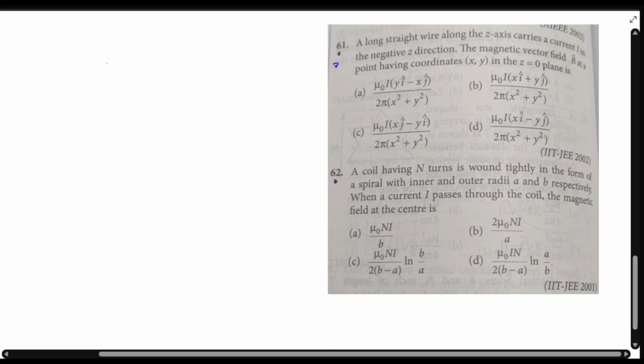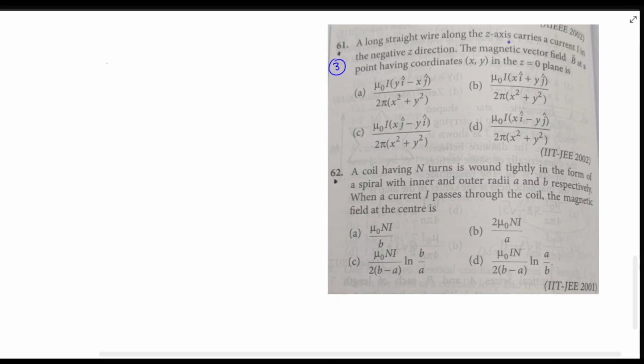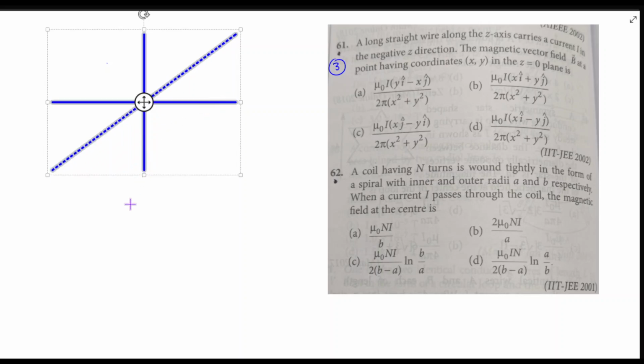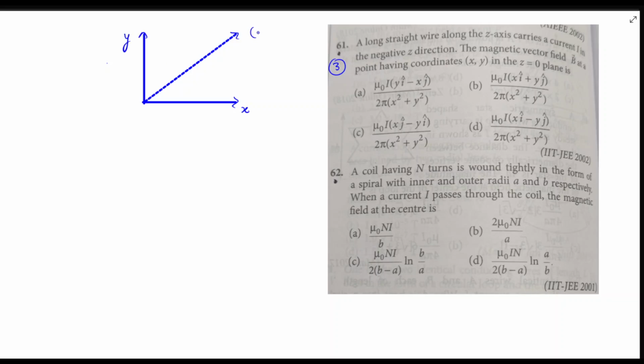So this is our third question. We have a long wire on the Z axis carrying a current I in the negative Z direction. Perfect. So let's make the axis like this. Okay. Now let's say this is X, this is Y, and this will be minus Z, and the current is in this direction.